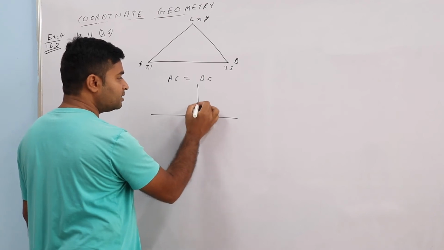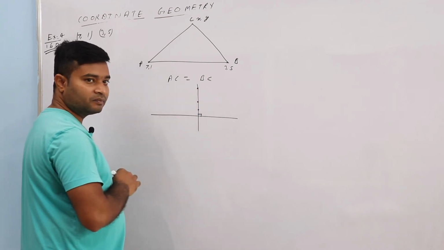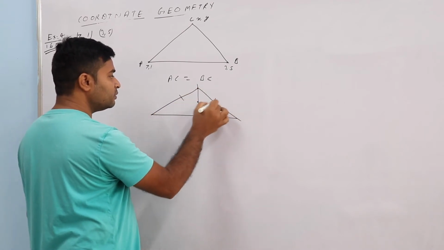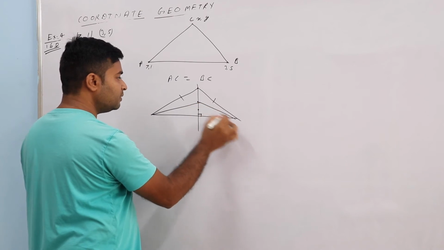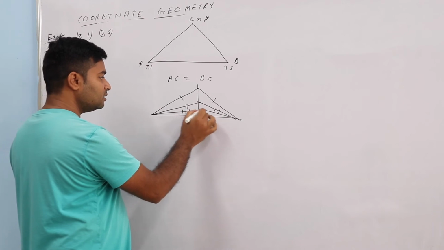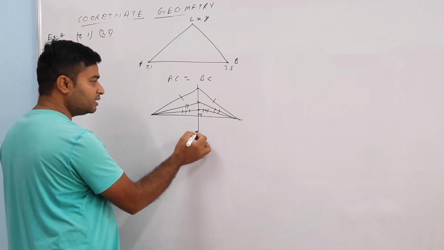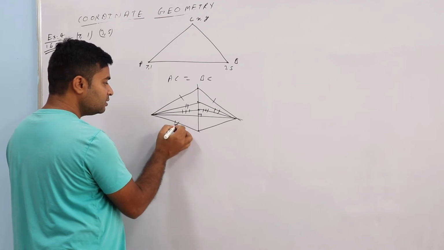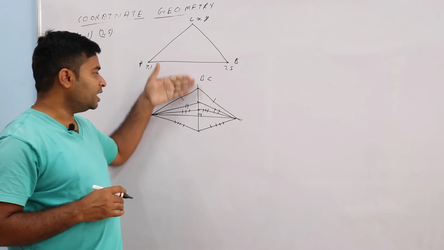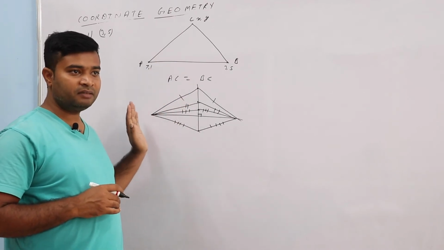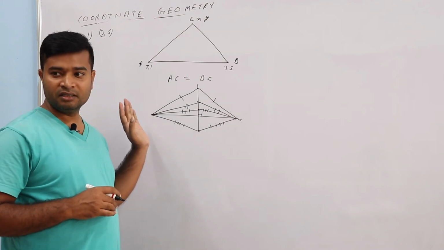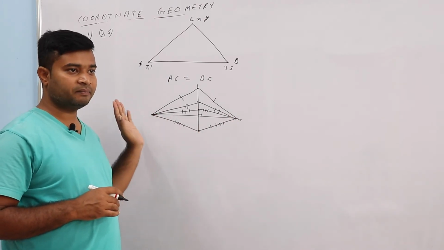whatever point we take, either this or this or this, all will be equidistant from these 2 points. This and this will be equal, this and this also will be equal, this and this also will be equal. If I take this one also, even then it will be equal. Correct. On the perpendicular bisector, any point I take will be equidistant from these 2 points. Getting? So if a question comes like this also, you have to answer the same.